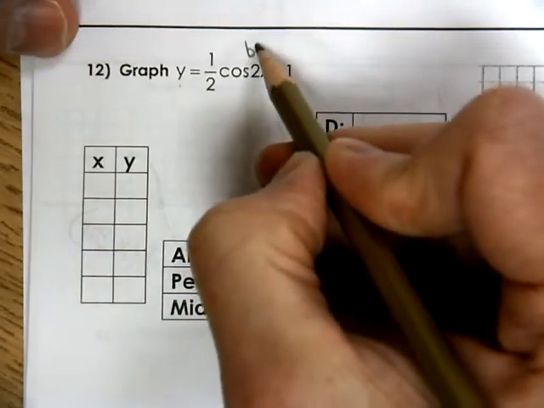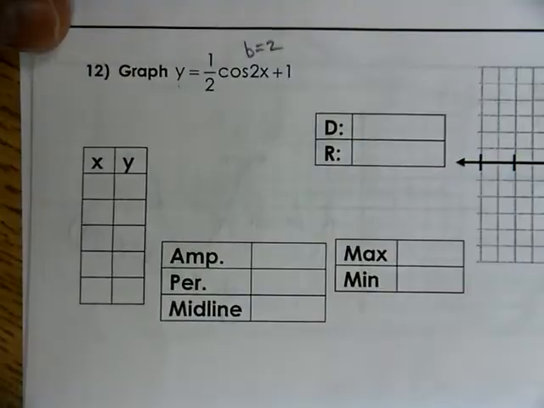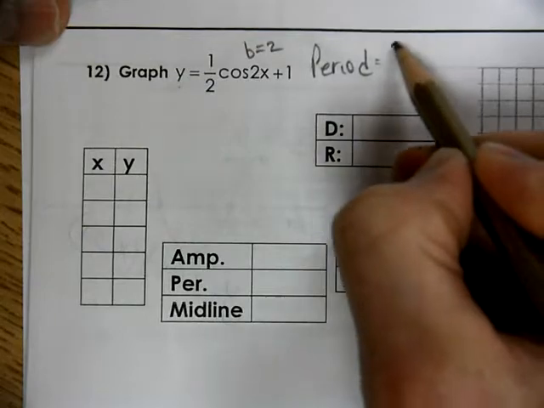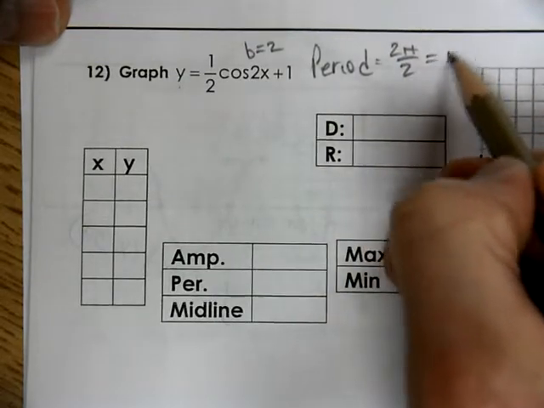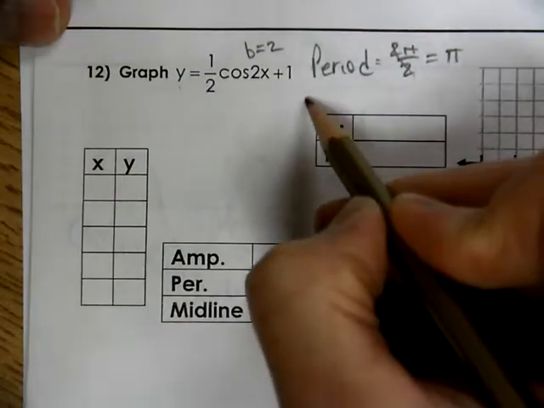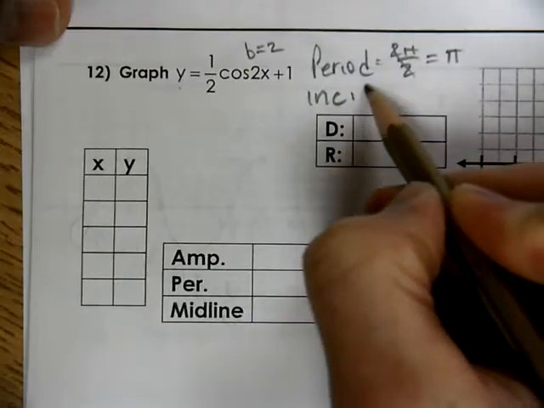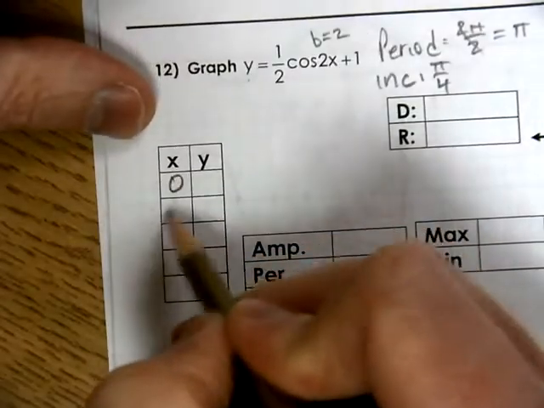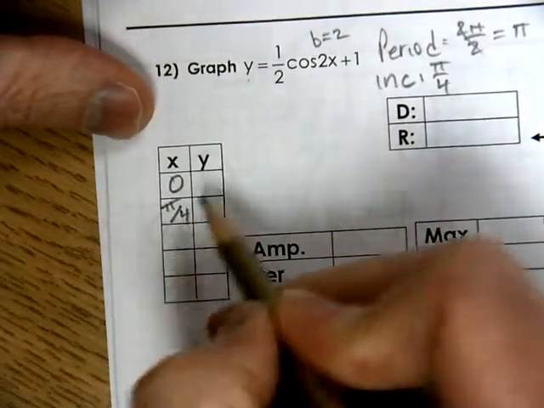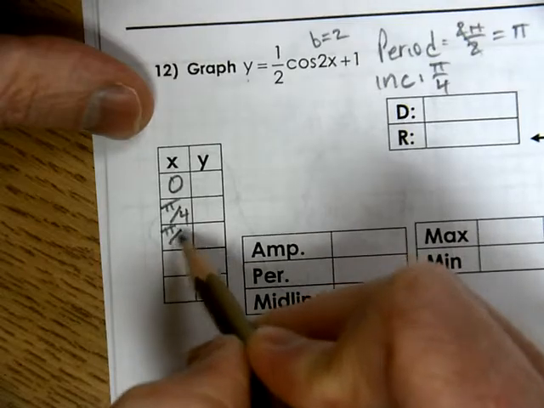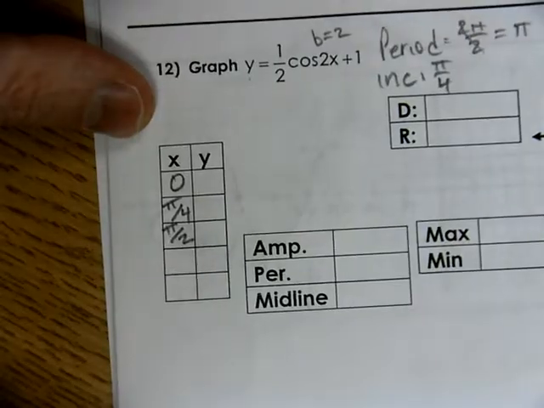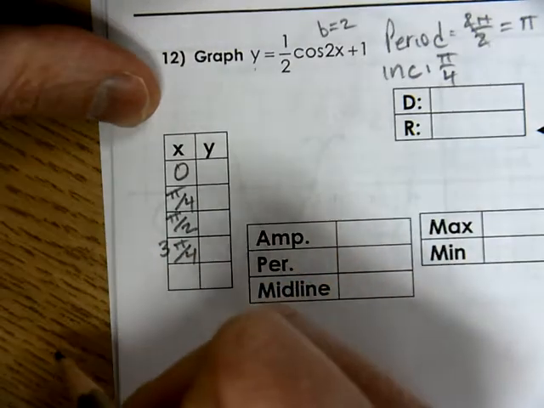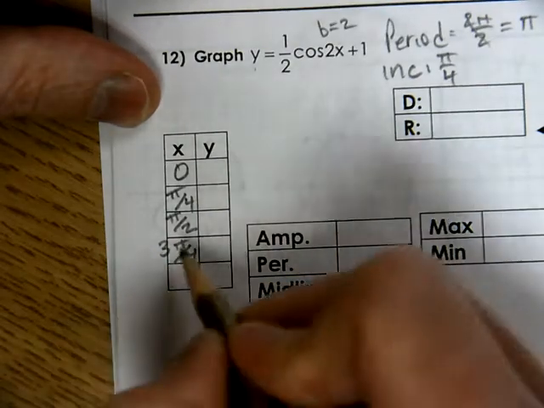Alright, we see a b value of 2. So we have to calculate a period. That's 2 pi divided by 2, so our period is pi. And our increments are going to be pi divided by 4. So we're going to get 1 pi over 4 and 2 pi over 4, which can be reduced, and 3 pi over 4, and 4 pi over 4.